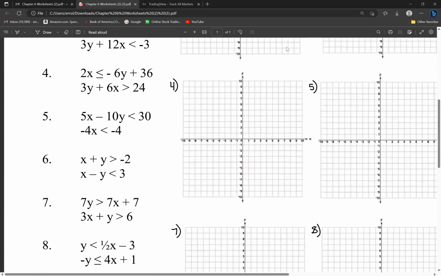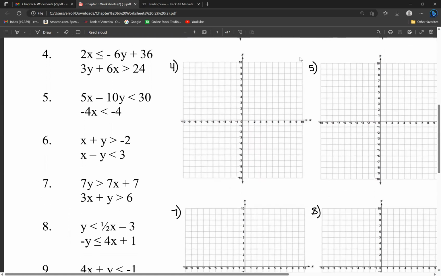All right, how do we do 4? Divide by 2. Okay, so the first one will become what? Rewrite the first one for me, with dividing. It's divided by 2. What's -6 divided by 2? -3. Oh, my bad.